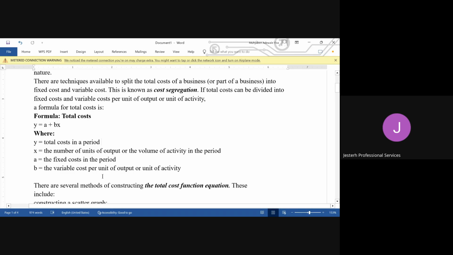In the last class, we said fixed costs are the costs that are constant in total for a period of time, while the variable costs are constant per unit. But as the level of activities increases, the variable costs in total will also increase.